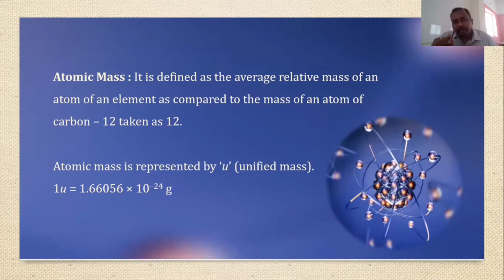So when we compare with hydrogen, carbon's mass is how many times? It is 12 times greater. So the mass of carbon is 12. We take nitrogen. Nitrogen, how many times is it greater? 14 times. So the mass of nitrogen is 14.